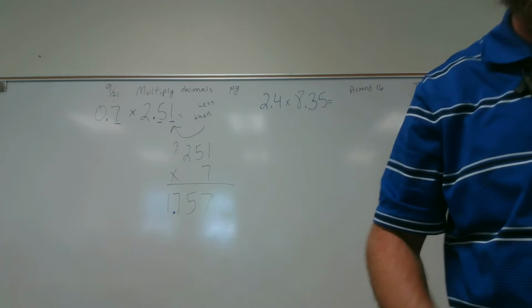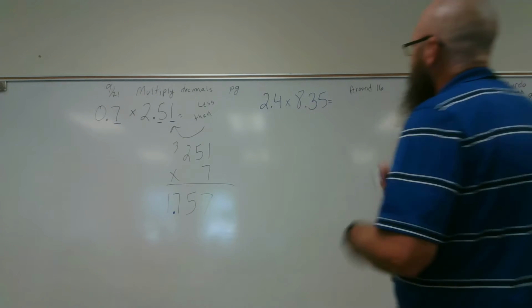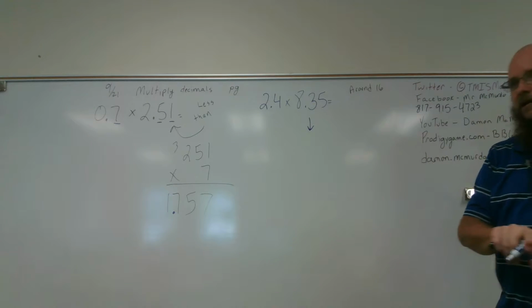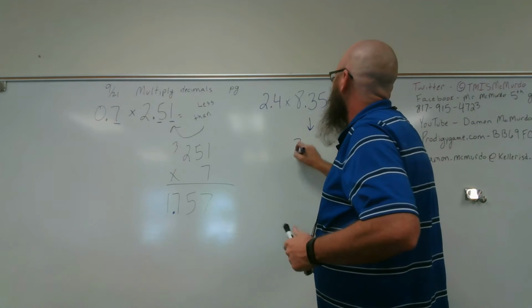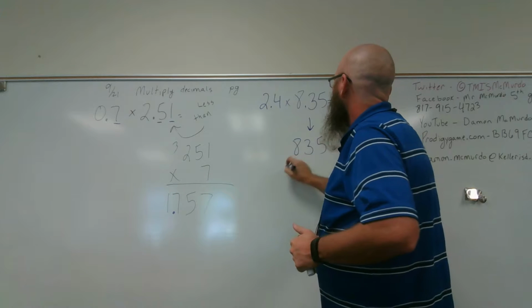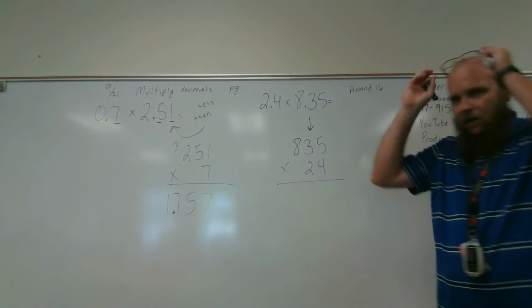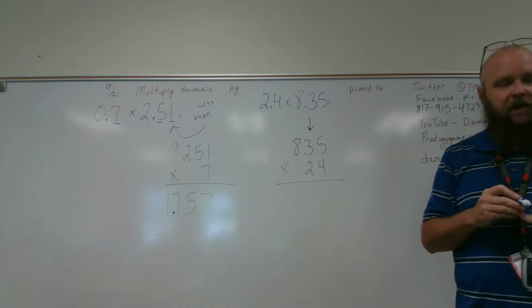Multiply as usual, ignoring the decimals. So that's what I'm going to do. I'm going to multiply this as usual. I'm going to rewrite it, ignoring my decimal points. So I have 835 multiplied by 24.